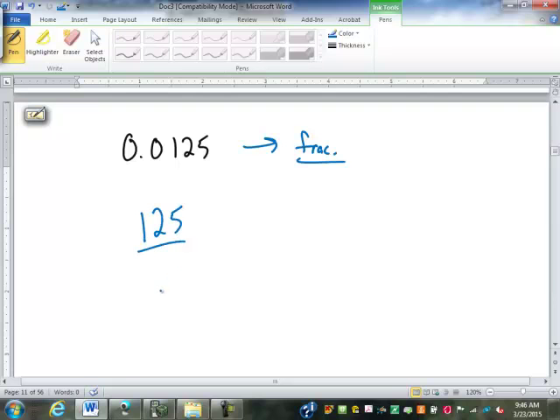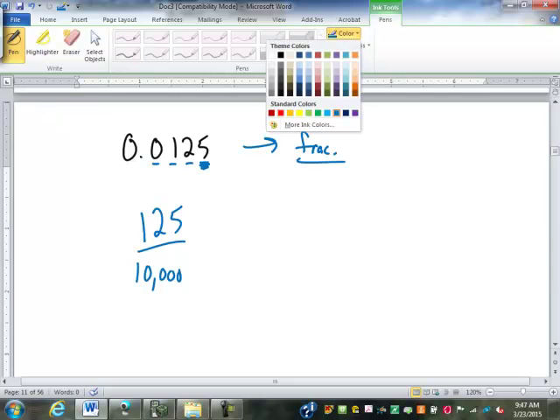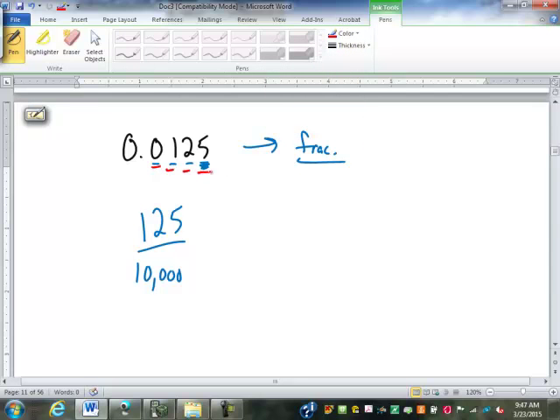Well, it's 125 over what? It's tenths, hundredths, thousandths, 10,000ths is the last place value. So the place value of the last digit is what my denominator is going to be. Now remember, we talked about a little trick, by the way. 1, 2, 3, 4 decimal places, 1, 2, 3, 4 zeros in our denominator.